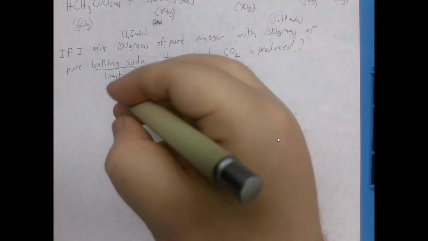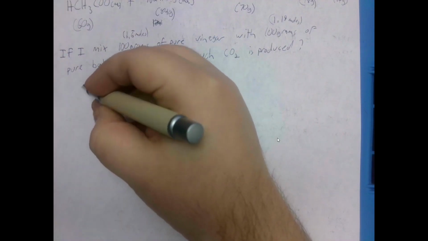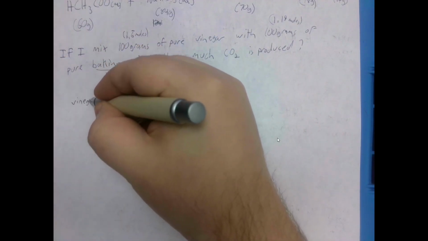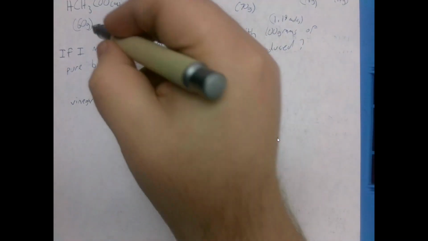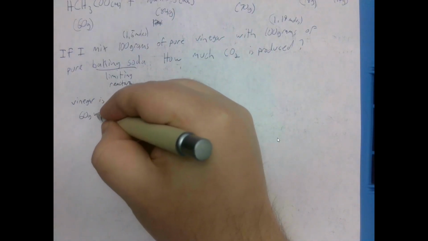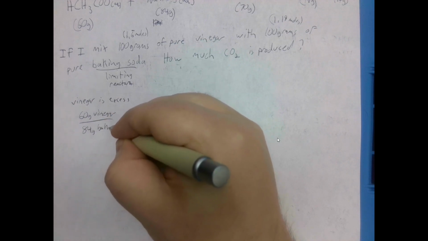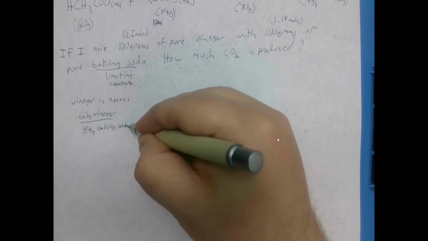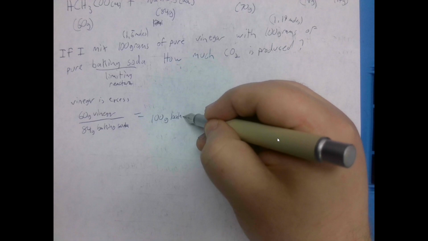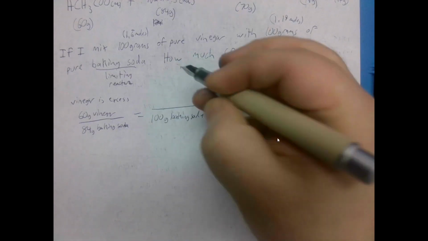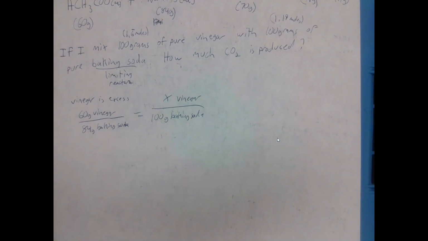So 2 possibilities. I'll work through both of them. One, we're going to assume vinegar is in excess. So that means we're going to change. So the ratio is 60 grams vinegar to 84 grams baking soda. And I'm going to change the baking soda to 100 grams baking soda. And I'm going to have now X vinegar. What would X be?